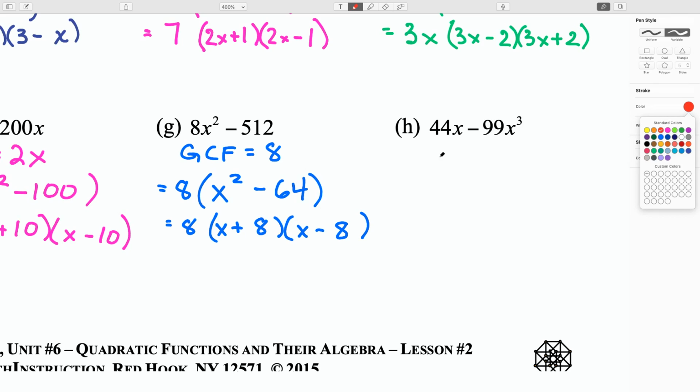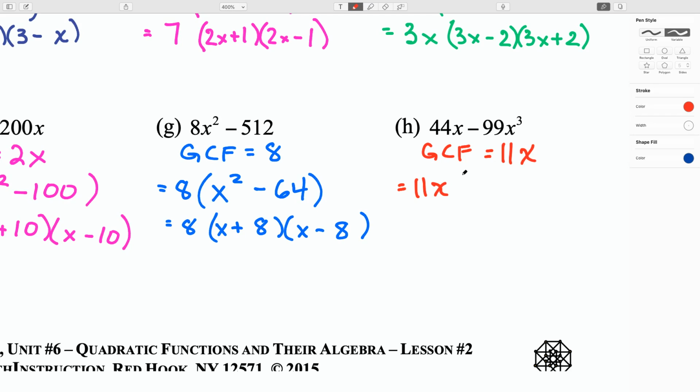And h, what's my GCF? We're going to go into both 44 and 99, 11. And I have an x term. So I'll put 11x on the outside. 11x times 4 minus 9x squared. Yep. So now we do 11x.